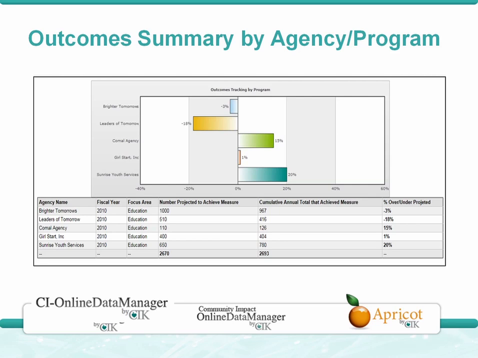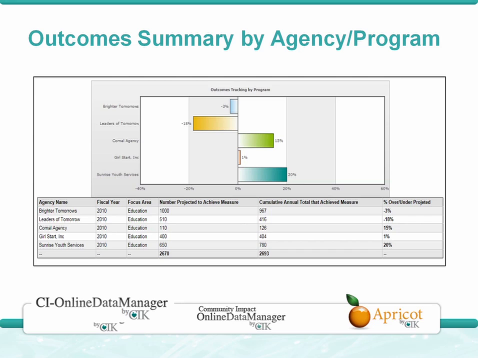Again, this is the year-end report, but you could run this at every quarter, this similar kind of report, so that you can see where the agencies are in relation to their goals or their targets. Brighter Tomorrows, as you remember, their goal was 1,000 youth to do better on the post-test. 967 did better this quarter, so they're down 3%. That's probably within the margin of error. But Leaders of Tomorrow, they were down 18%.